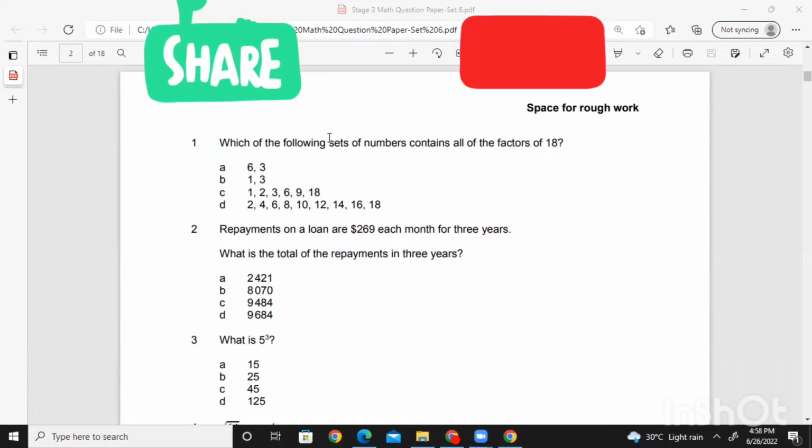So here it is. We're going to be working out the Stage 3 paper, and I trust that it will help you to do well in the exam coming up soon.